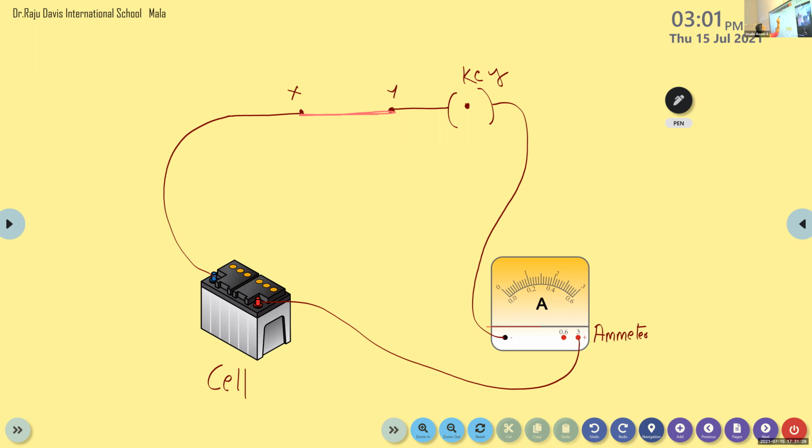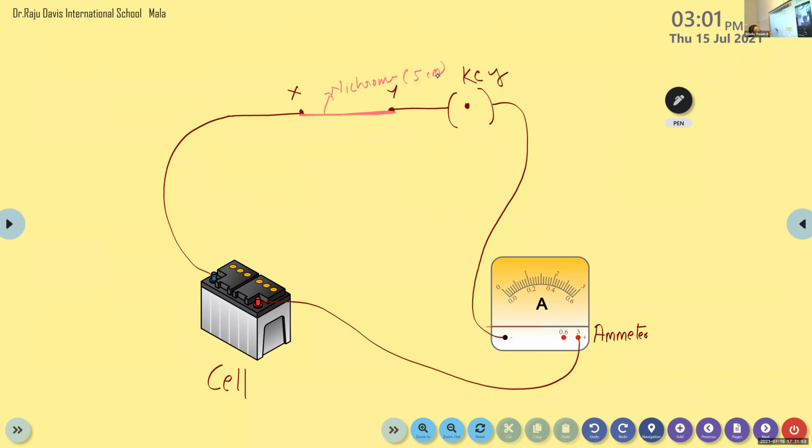Nichrome wire with a 5 centimeter length. This is our nichrome wire with the 5 centimeter length. So when we connect this nichrome wire in the gap between X and Y, now the circuit is closed and the current starts to flow through the circuit.